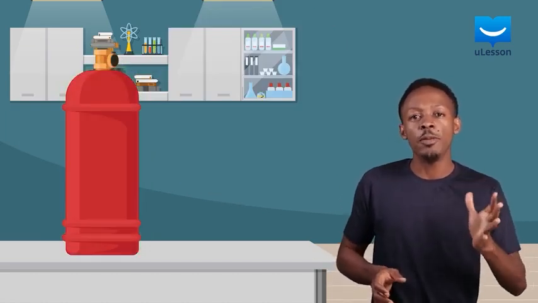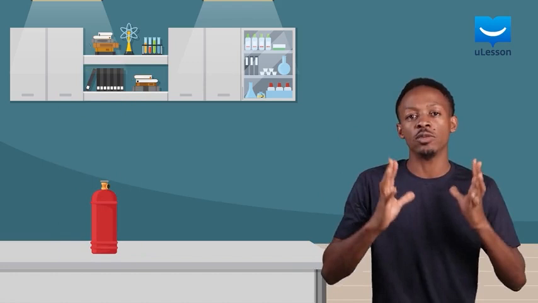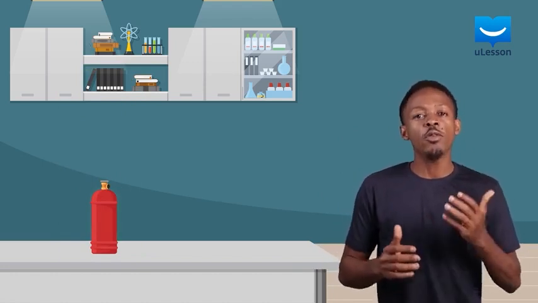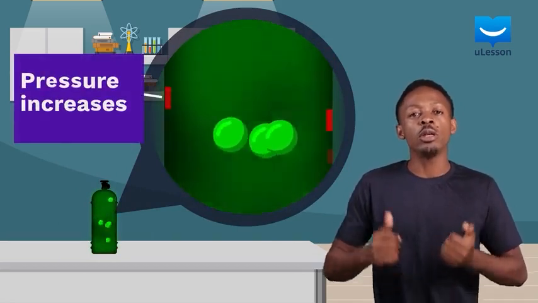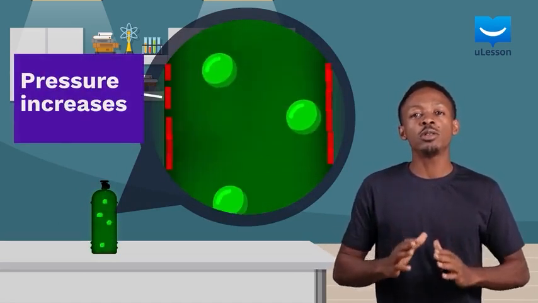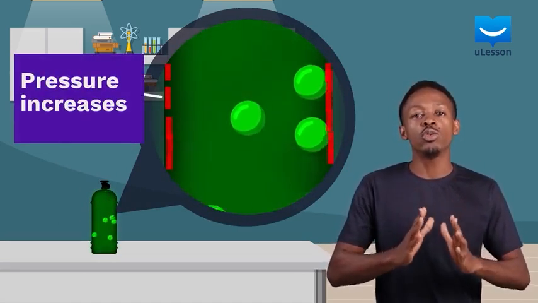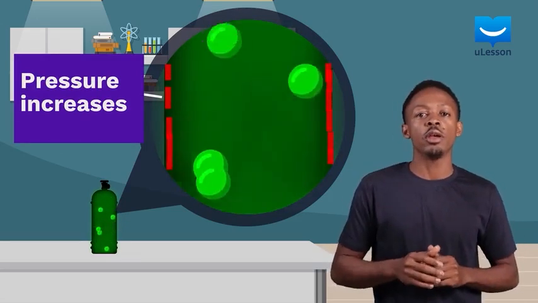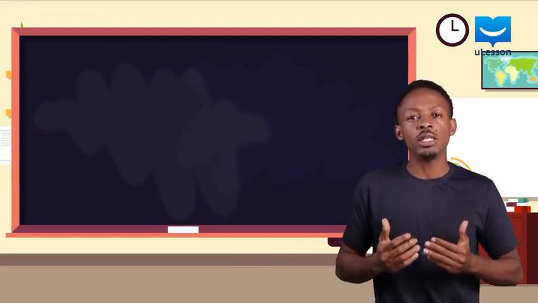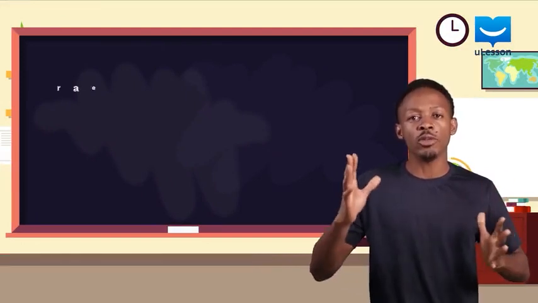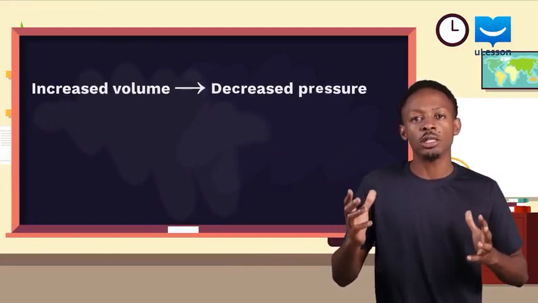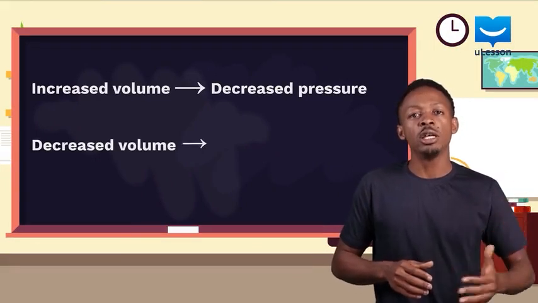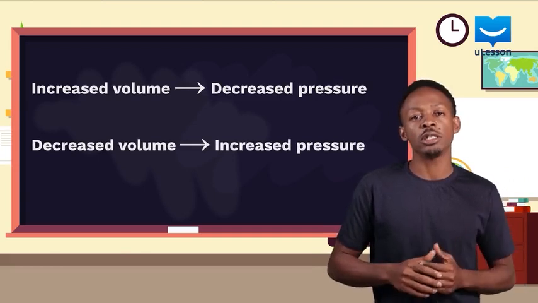Now, what do you think would happen if we reduce the size of the container to a smaller size than the original size? Of course, the pressure will now increase. This is because the rate at which the molecules will be hitting the walls of the container will also increase. From this illustration, we can see that by increasing the volume of the gas, the pressure of the gas will decrease. Also, by decreasing the volume of the gas, the pressure of the gas increases.